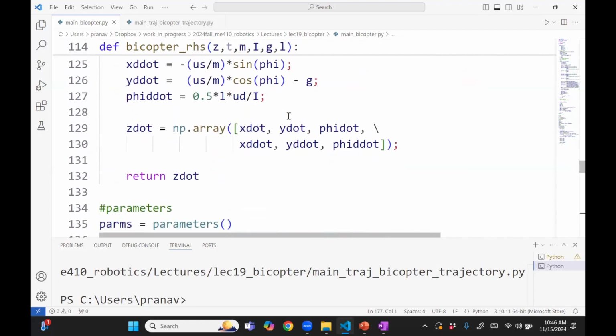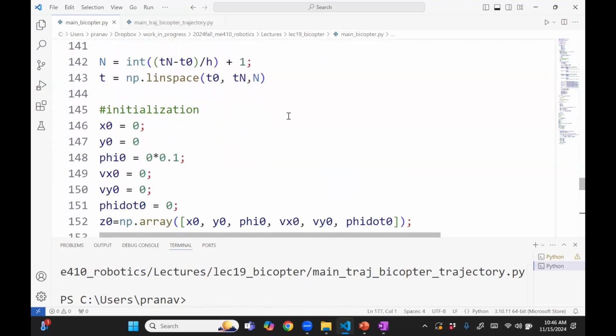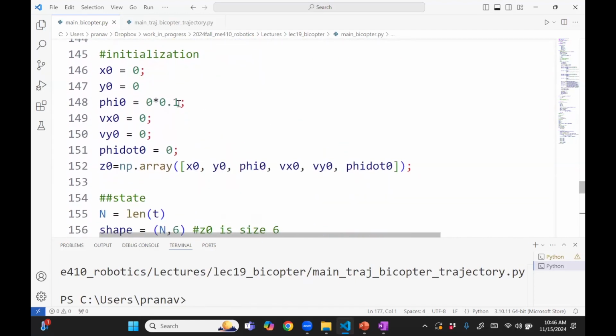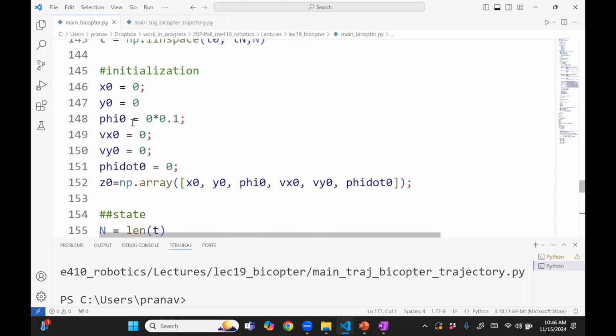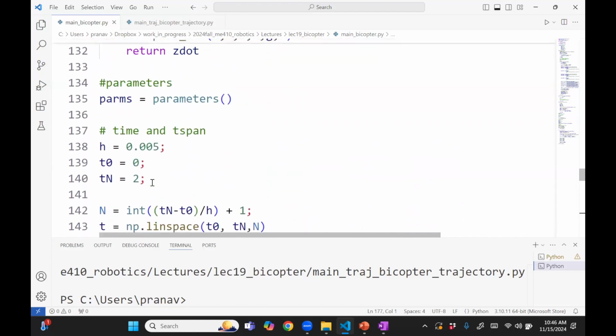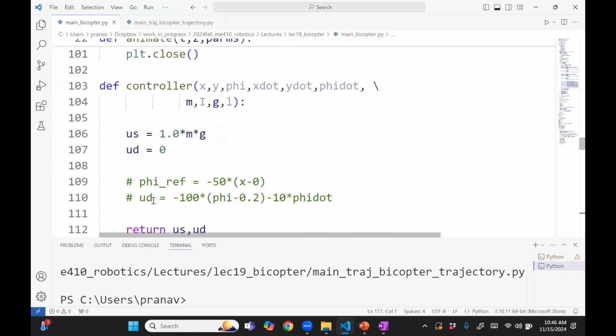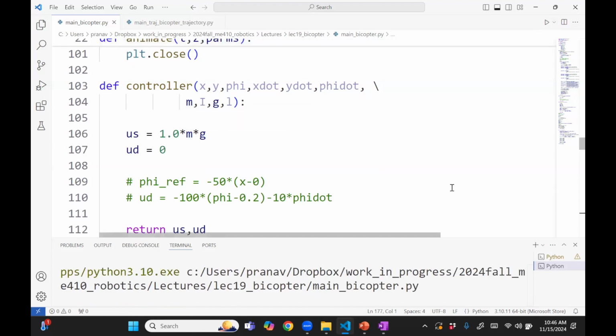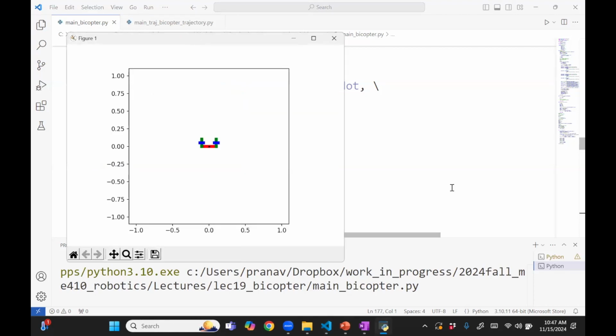Long code, but essentially we'll get to the crux of it. Here I'll start off by putting 0, 0, 0 for all the angles, and the velocities are 0. I'll ensure that my control US is mg, so it's supposed to hover. If you run this, you'll see that it actually hovers. Nothing interesting going on, because it's just going to sit there stationary. No interesting dynamics.